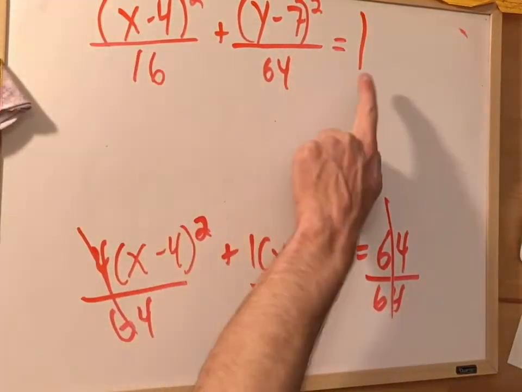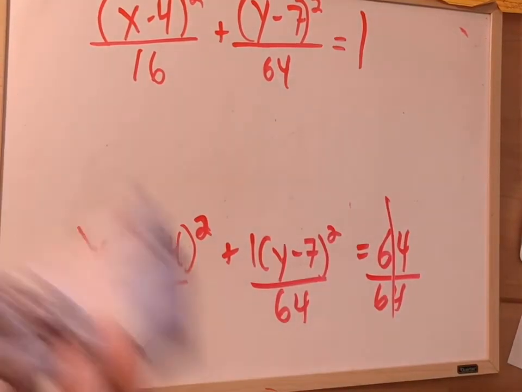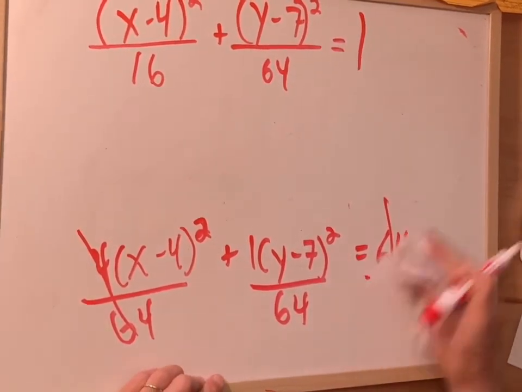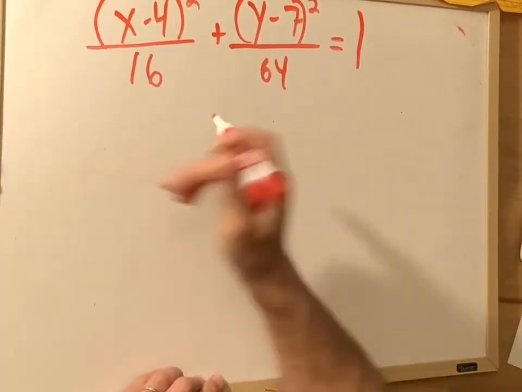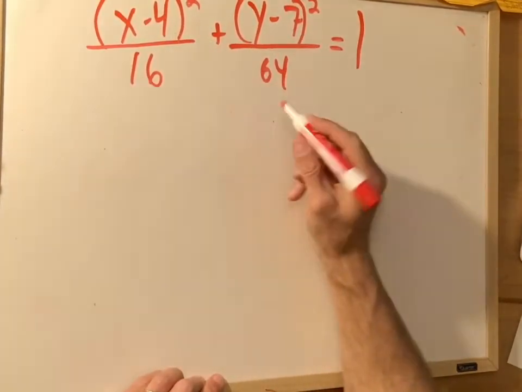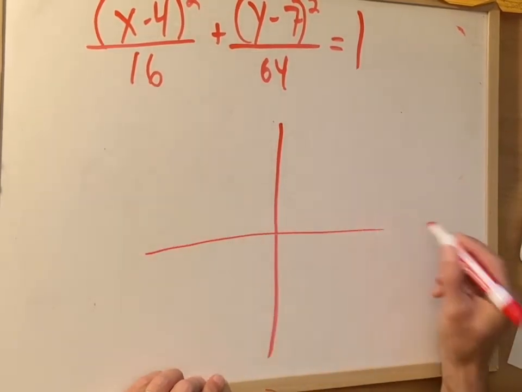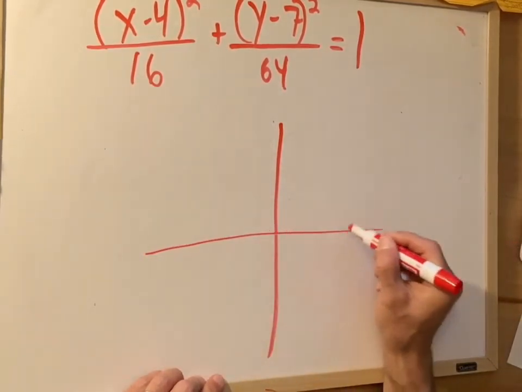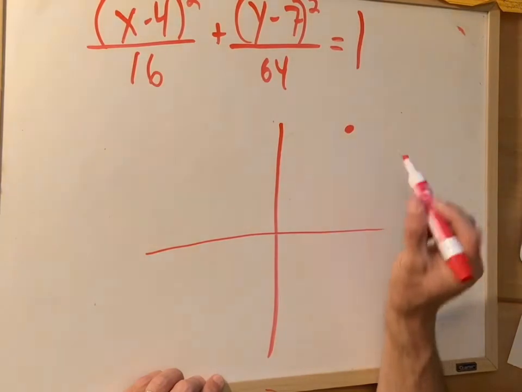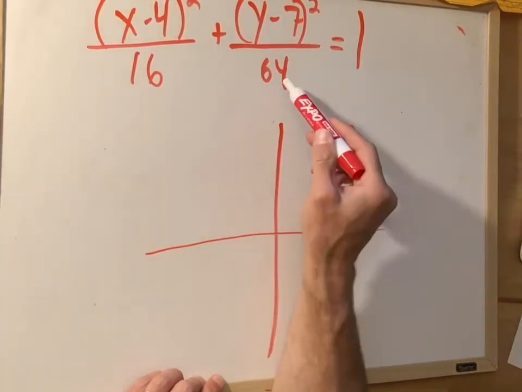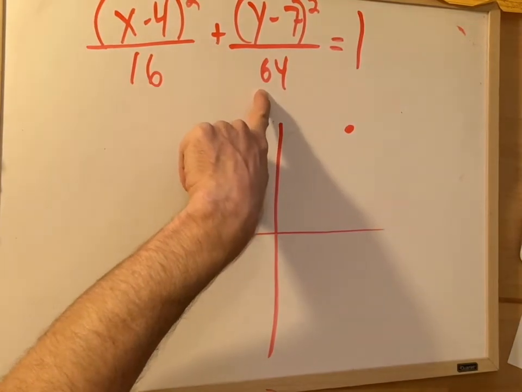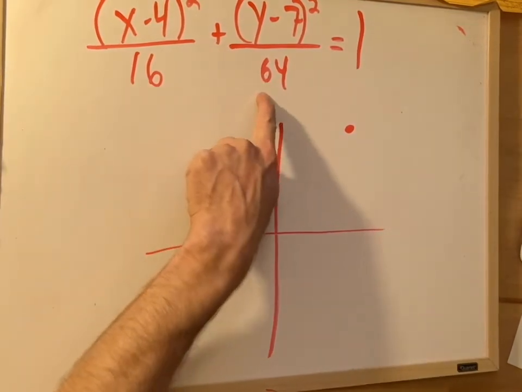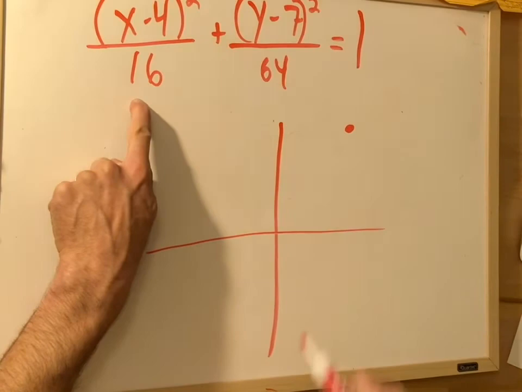Once it's in this form and it equals 1, it's called an equation of an ellipse. And then what you can do is you can graph it. So my center is 4 and 7. So if I were to graph this, I'm just going to kind of guesstimate, plus 4, plus 7 is going to be up here. This is going to be my more stretched out side. So this is going to be my covertice. This is going to be my vertice because it's a bigger number. This is going to be my covertice.